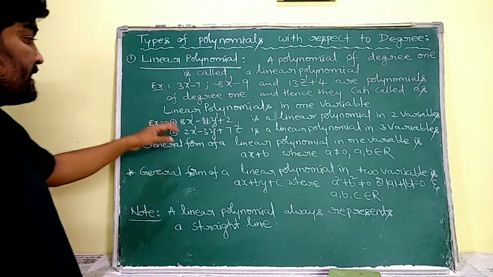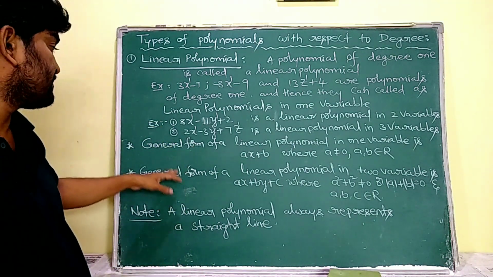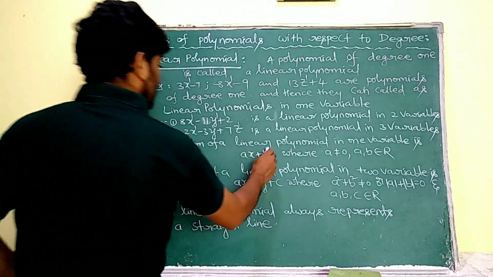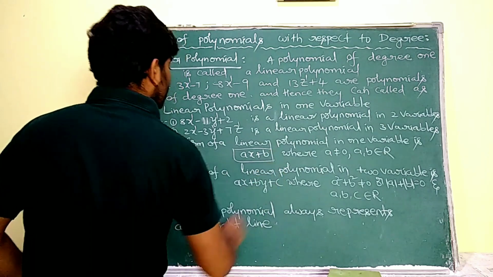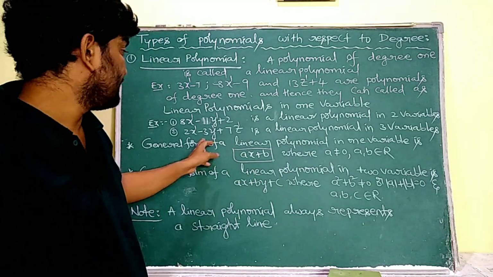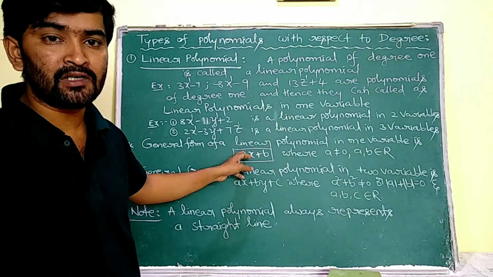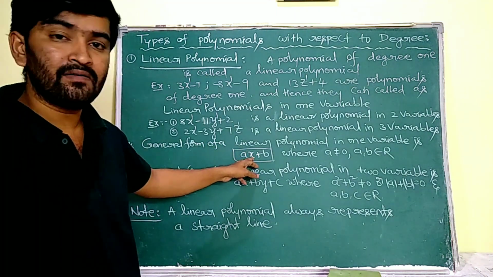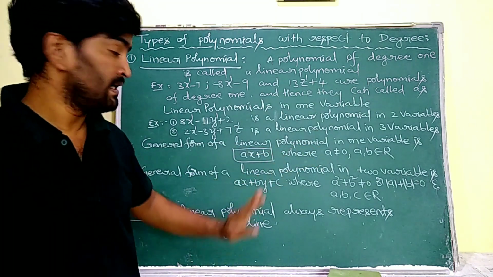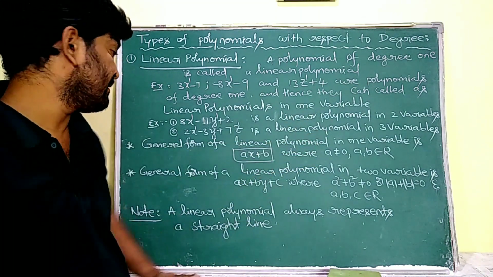So that is why we are going to write the general forms. The general form of a linear polynomial in one variable is ax plus b. Here a not equal to 0. Why? Because we already mentioned that here specifically it must have degree 1. So the variable's coefficient must not be 0. So a not equal to 0, and a, b belong to real numbers.